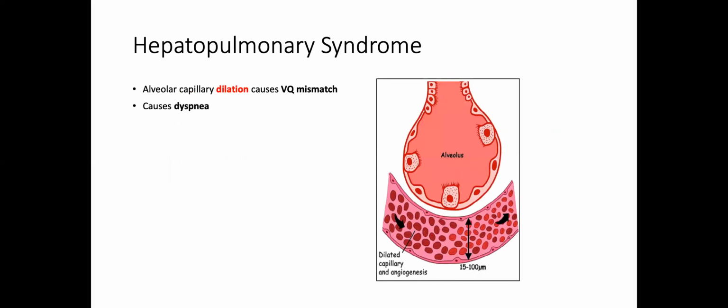Hepatopulmonary syndrome, now we're going to go to the lungs, and they're going to have a dilation in the capillaries, and it's causing a VQ mismatch. One of the things that you'll notice is that they have sudden dyspnea. Okay, we're going to stop there.